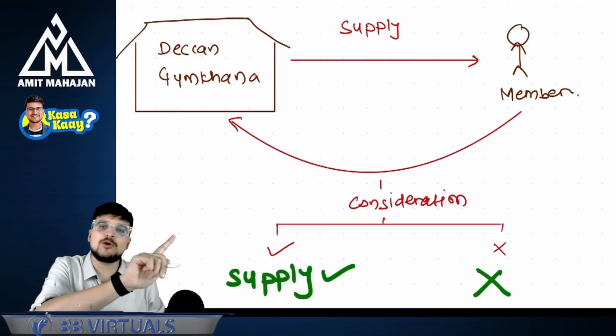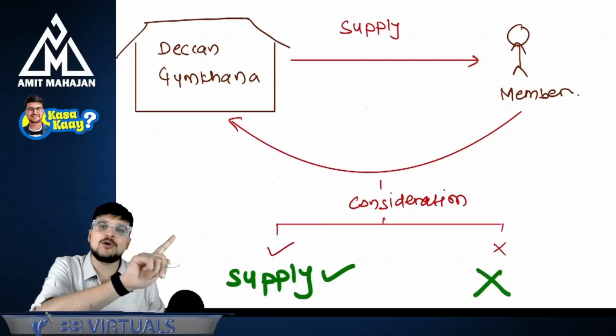Right? And if you are importing a certain service without consideration from a related party or distinct person, then we will see whether you have taken this service for your business or not for your business. Whose business am I talking about here? It is my business, the recipient's business. Am I utilizing this service for my business?